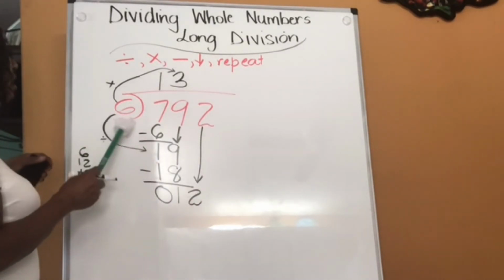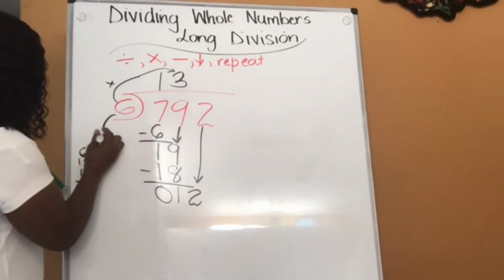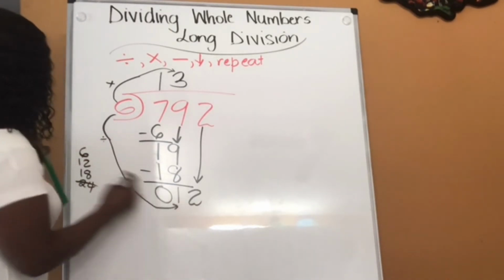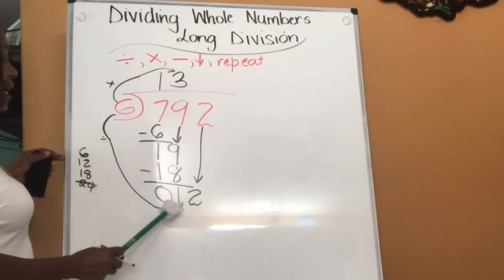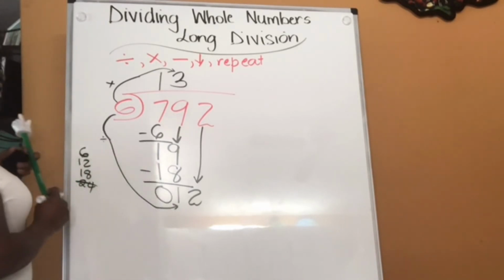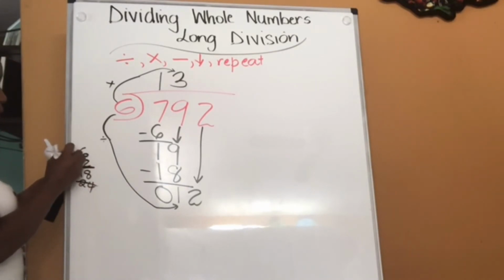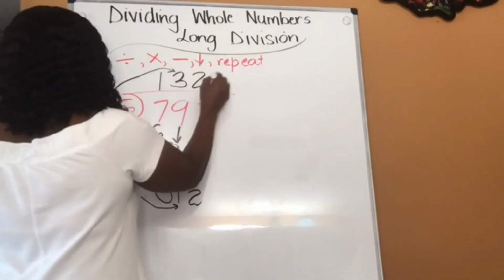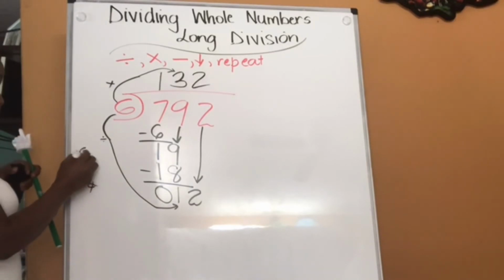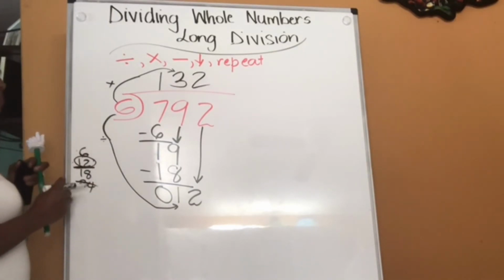Now, how many sets of 6? We're going to divide again because we're repeating the process. How many sets of 6 can I get from 12? If I skip count by 6, I get to 12 here. So it's 1, 2 sets of 6 I can get from 12. And notice I got exactly 12.